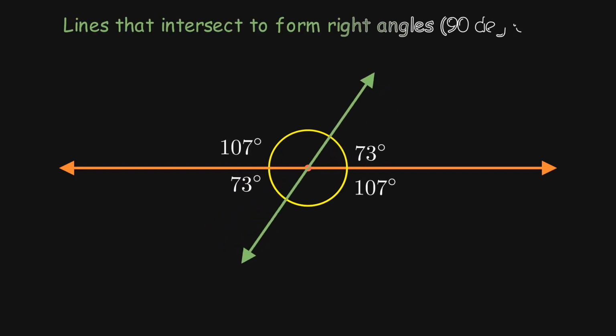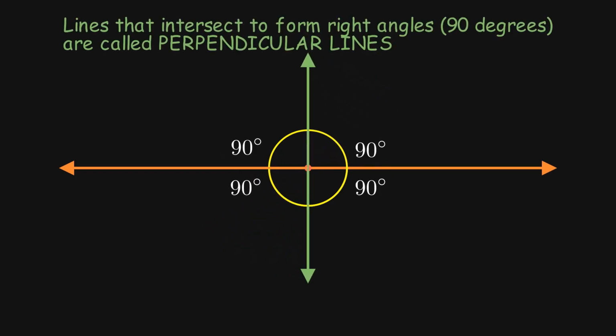Now lines that intersect to form 90 degree angles, which are also known as right angles, are called perpendicular lines. As you can see on the screen, these two lines form right angles, which are usually indicated by a small square at the vertex.